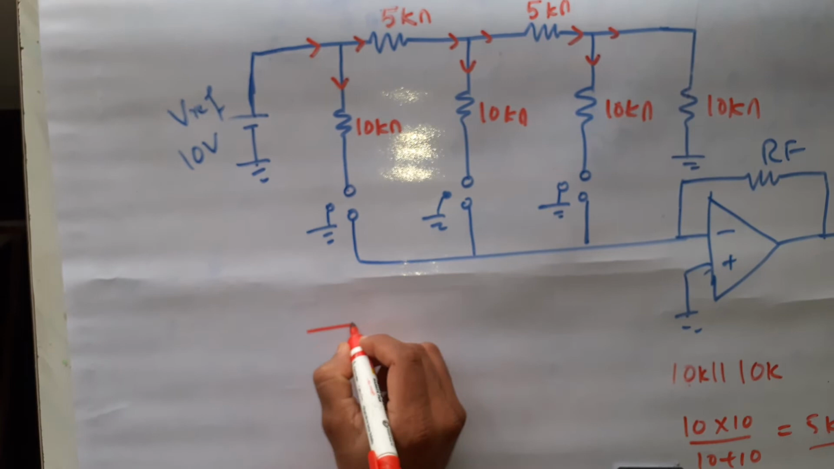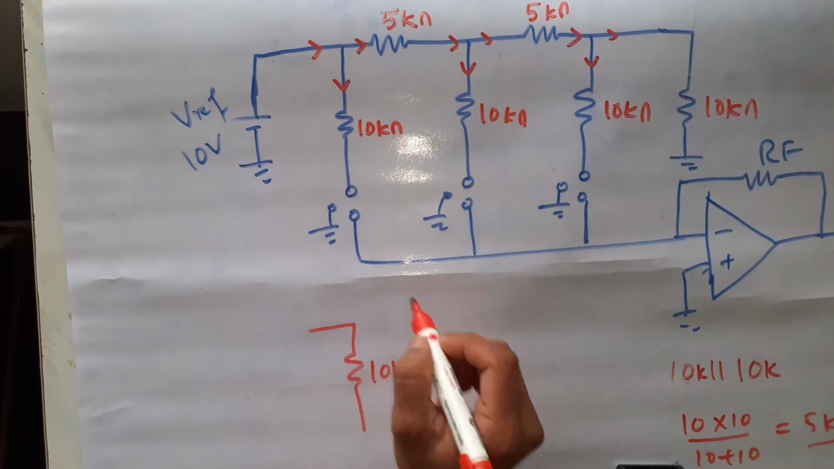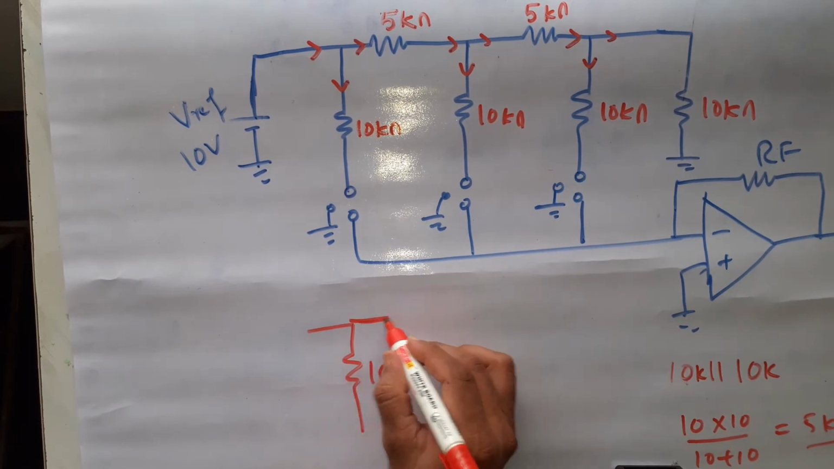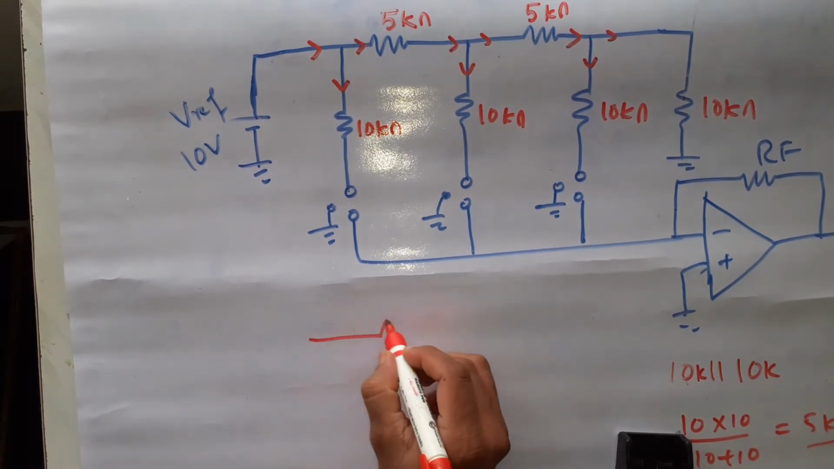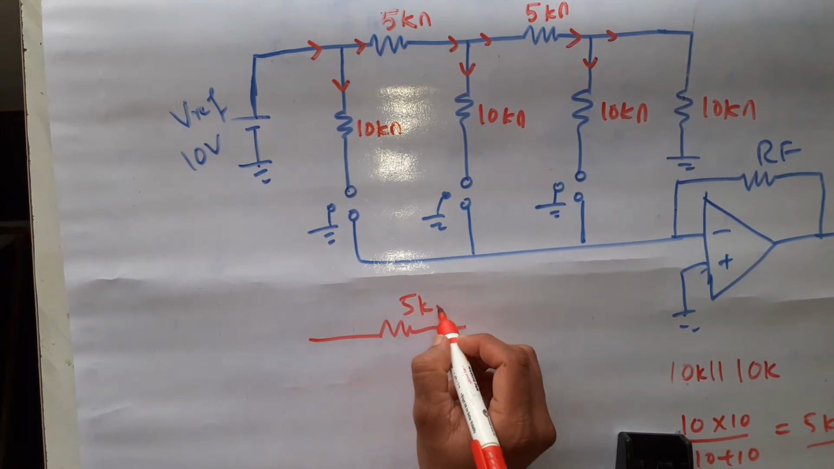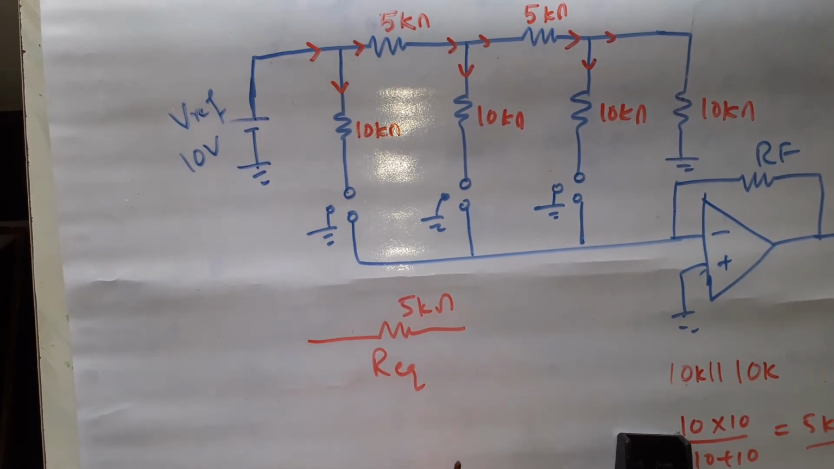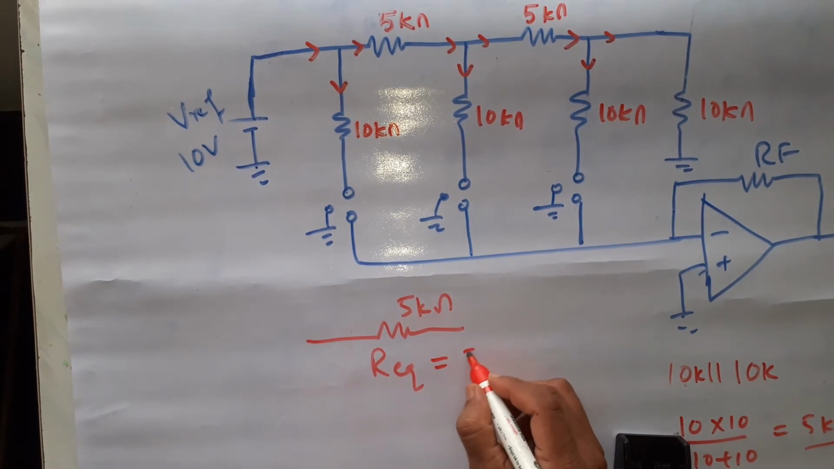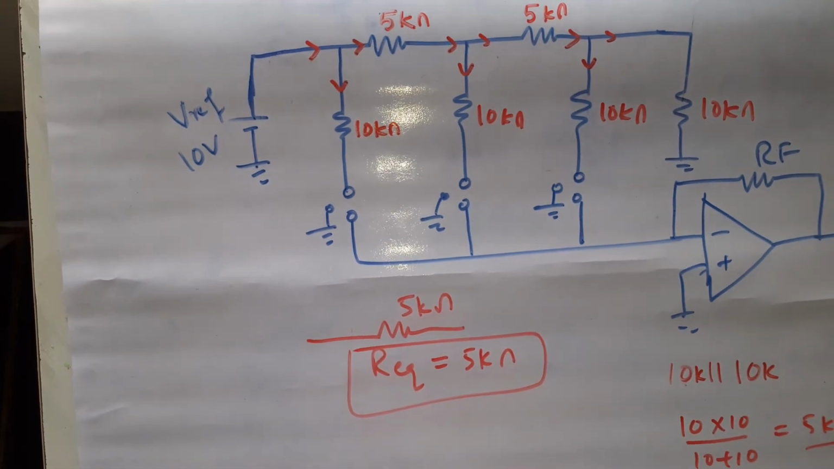Yes. If you go on doing like this, you will be having last one 10k, this one, and here 10k. At last you will arrive at this. Again these two are in parallel. Finally you will be having only one resistance, 5 kilo ohm as R equivalent. If you go on reducing your circuit to get R equivalent, you will arrive at R equivalent as 5 kilo ohm. Alright?